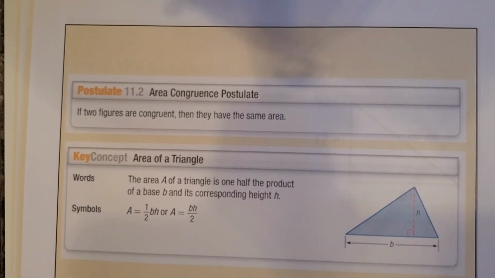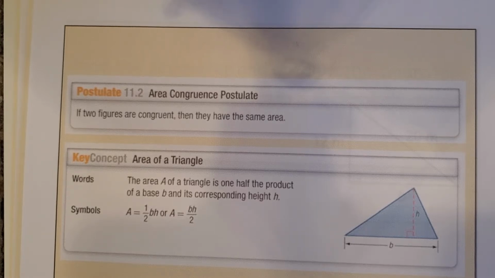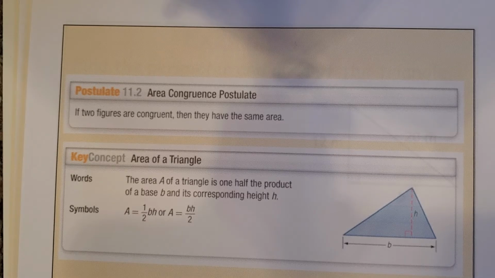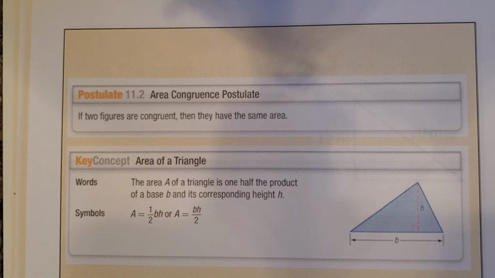The area congruence postulate is the most self-explanatory thing ever. If two figures are congruent, then they have the same area. Obviously, if two figures are congruent, that means they have the exact same measurements, which means side lengths and all that stuff. So if they have the exact same side lengths, then of course they're going to have the exact same area.